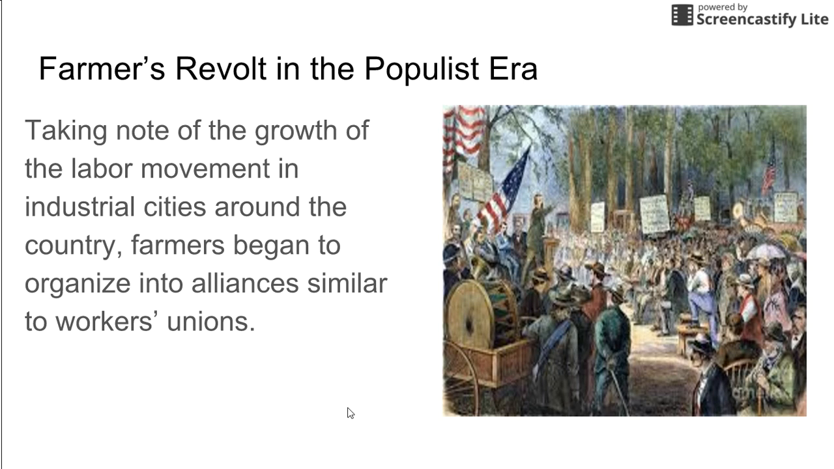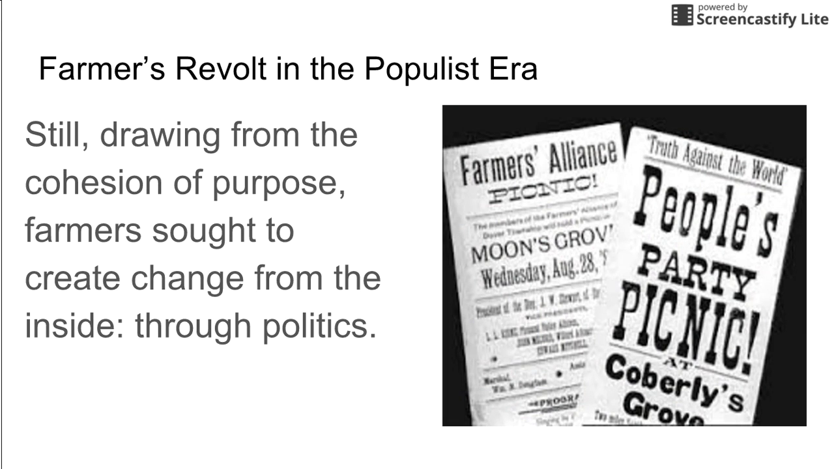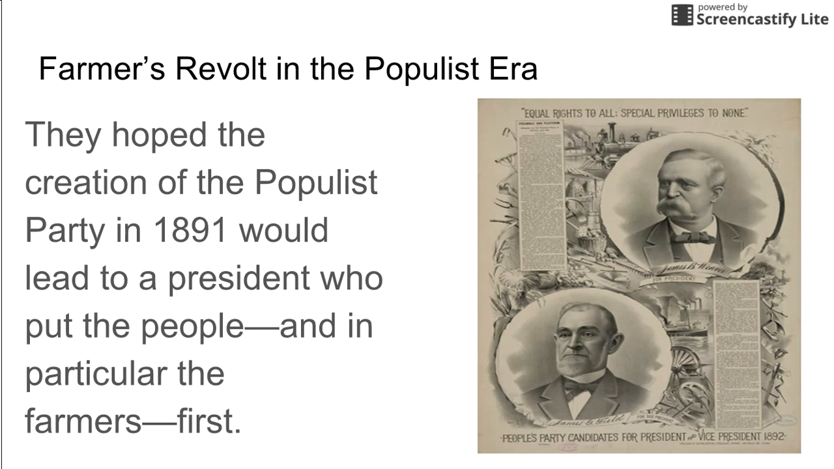Next slide. Taking note of the growth of the labor movement in industrial cities around the country, farmers began to organize into alliances similar to workers' unions. Next slide. Ultimately, the alliances were unable to initiate widespread change for their benefit. Next slide. Still, drawing from the cohesion of purpose, farmers sought to create change from the inside through politics. Next slide. They hoped the creation of the Populist Party in 1891 would lead to a president who put the people, and in particular the farmers, first.